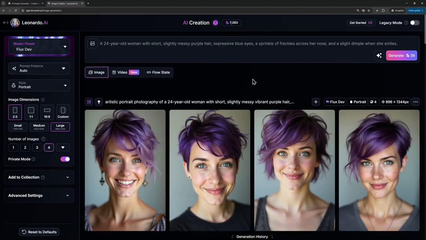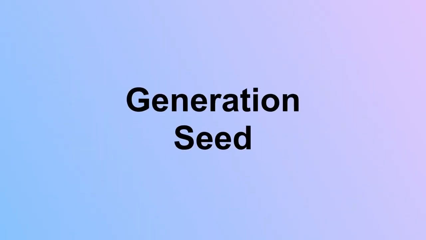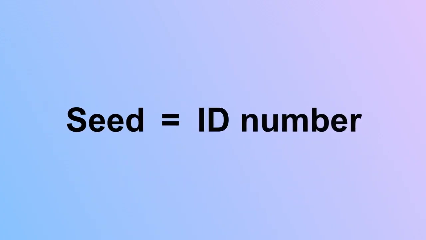Alright, let's kick things off with a method that is fast, easy, and best of all, completely free. This is the perfect technique to get your feet wet with character consistency. Now that we have our base character, it's time to create images of her in different scenes. For that, we'll need to copy the generation seed of the images. Think of the seed as the image's unique ID number.